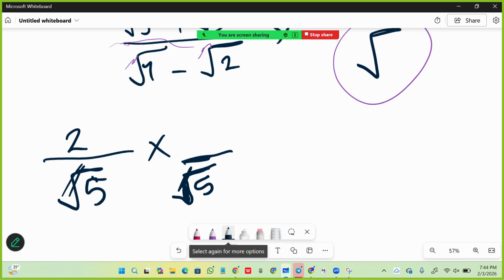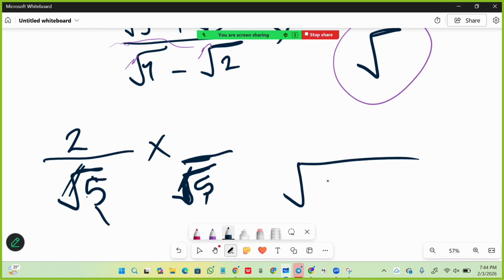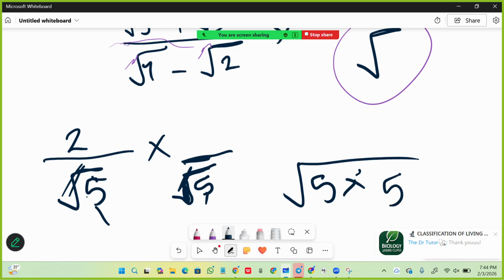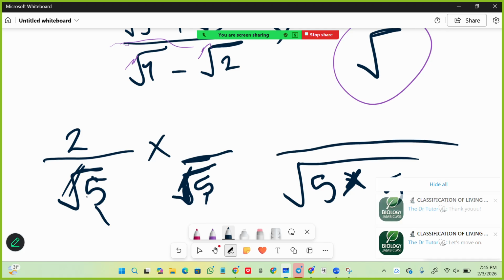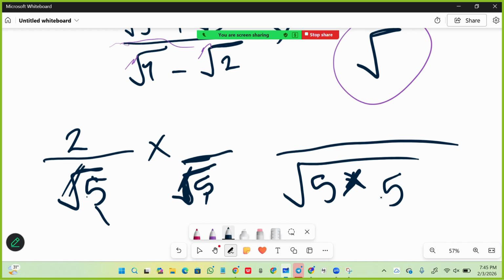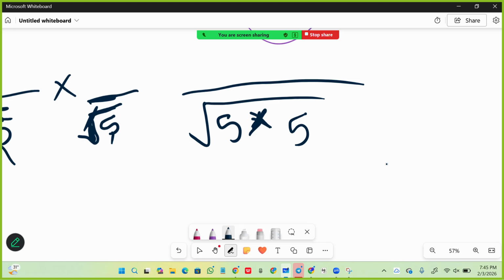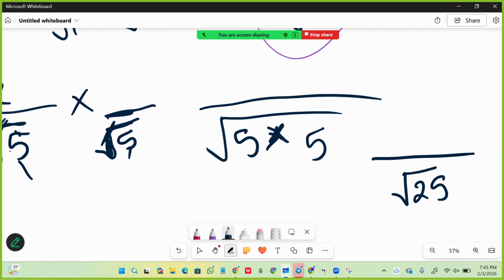How will it cancel the surd? Let me show you. √5 times √5, see what it means. You pick one root and multiply the 5. 5 times 5. If you don't understand, please be with your calculator. 5 times 5 is 25. Are you getting that? So you'll be having root 25 over. Very simple. Root 25 over.